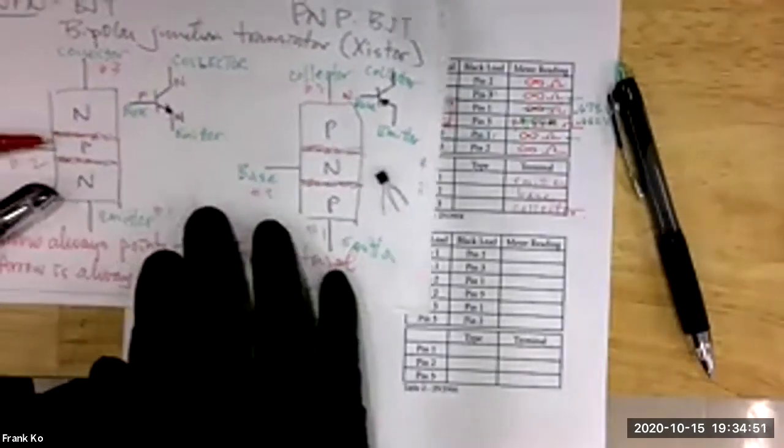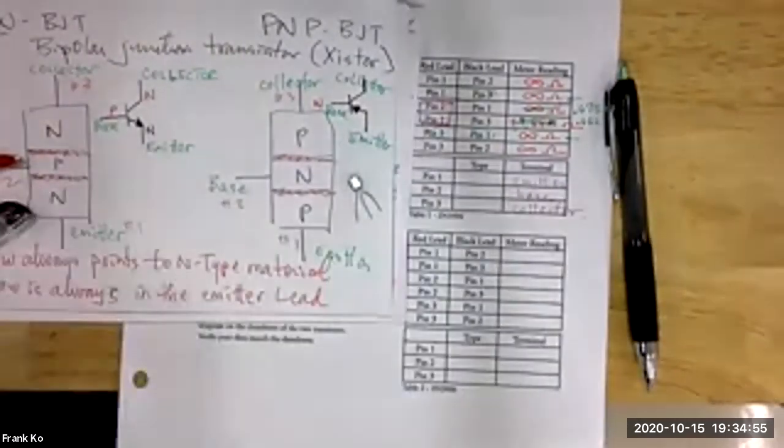Just by testing this simple little transistor, we have verified this guy is one of those, okay? This transistor is one of those. Are we good with that?